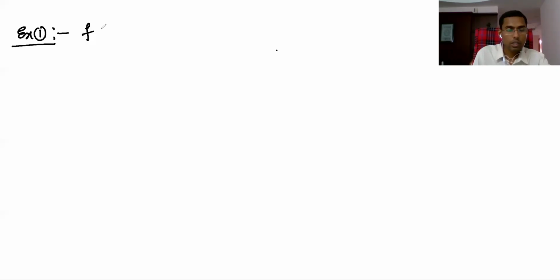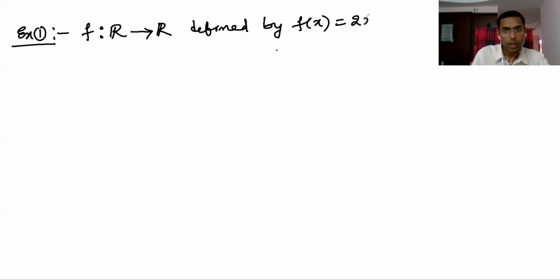Okay, now let's take an example. f is a function from R to R. This is an infinite function I'm talking about, from R to R defined by f of x equal to 2x minus 3. So like this I defined this function. I gave an example: this is a function defined by f of x equal to 2x minus 3. This is an infinite function.